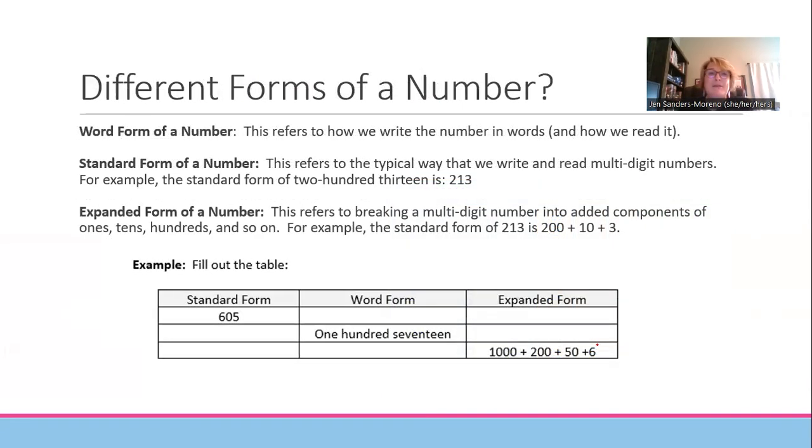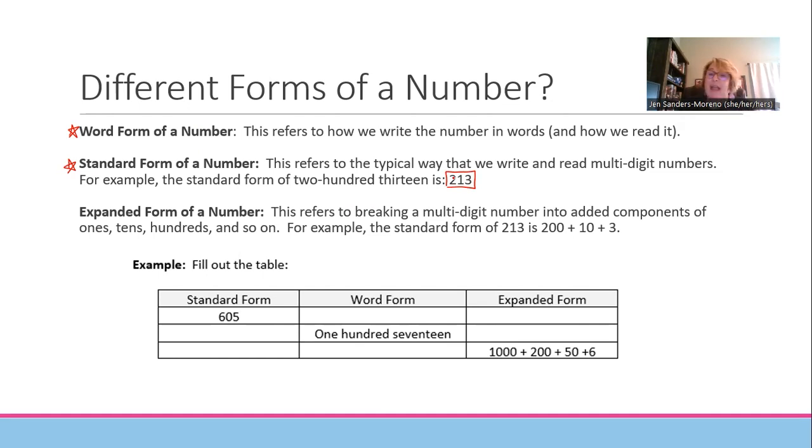All right. So let's talk about different forms of a number. So first up is the word form of a number. This refers to writing it in words. So this is how we officially read it, and then we want to write it in words. So down here in this chart, you can see we have 117. That would be the word form. Now, the number form using digits is called standard form. So if we go up here, you can see standard form. So when we see a number written with digits, that is our typical standard form, okay?